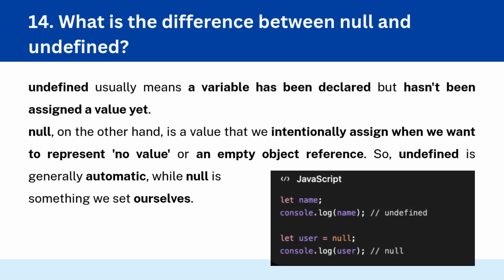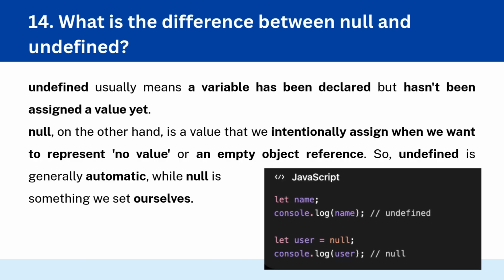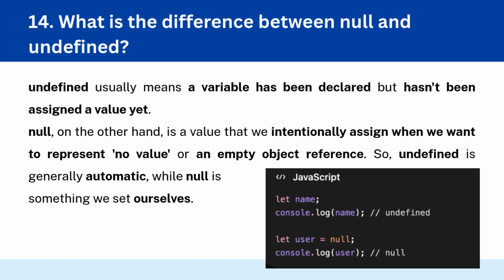What is the difference between null and undefined? Undefined usually means a variable has been declared but hasn't been assigned a value yet. Null, on the other hand, is a value that we intentionally assign when we want to represent no value, or an empty object reference. So, undefined is generally automatic, while null is something we set ourselves.